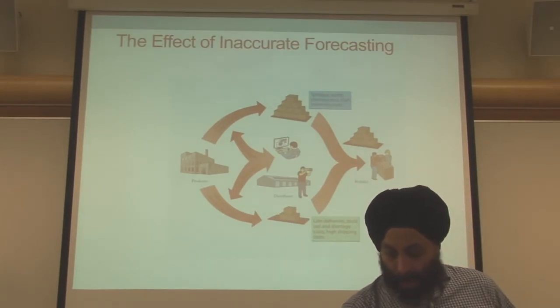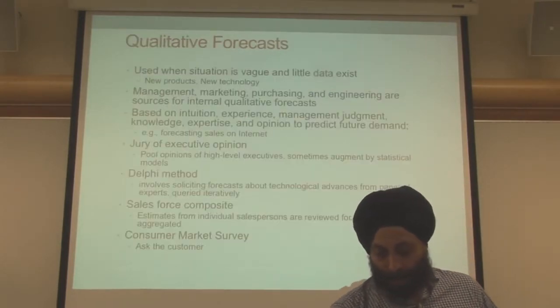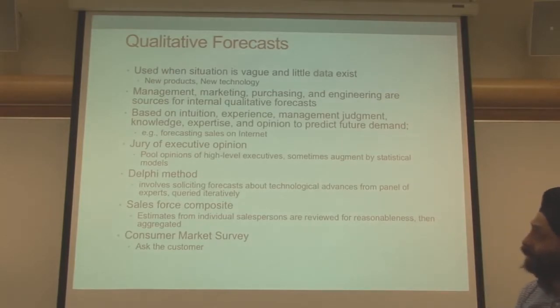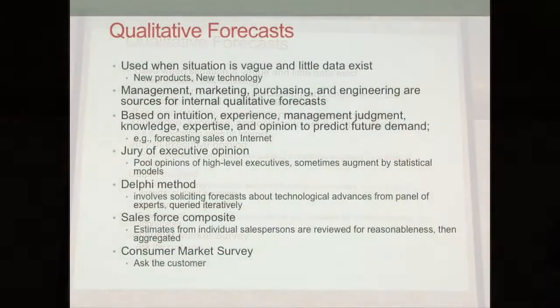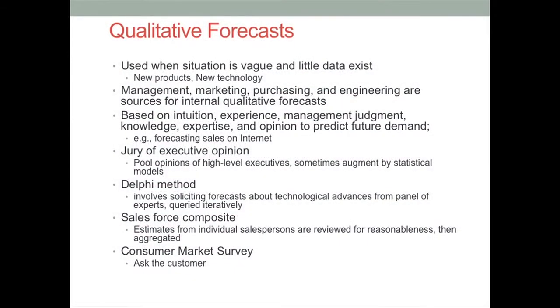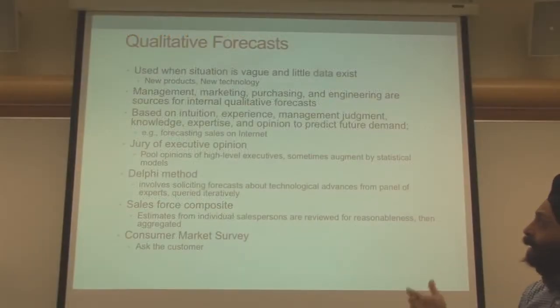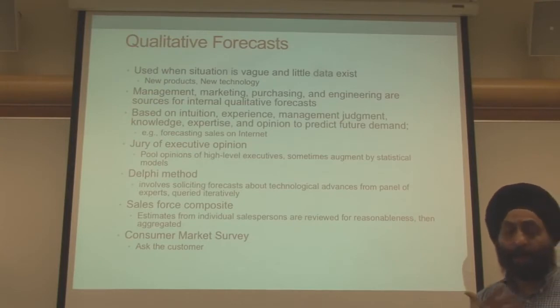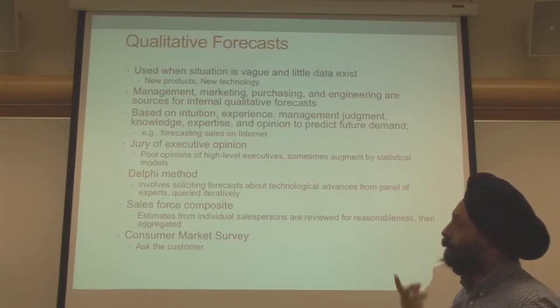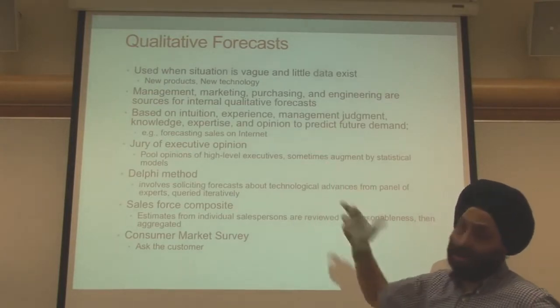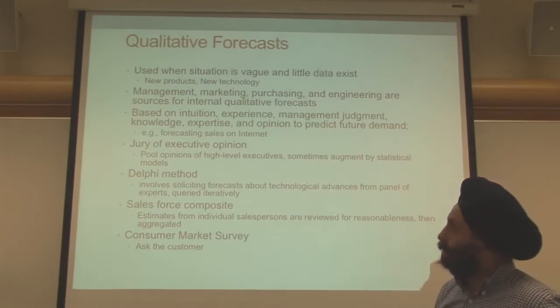So now let's look at the two different types of forecasts. First, we'll focus on the qualitative forecasts, where no numbers are needed, or this typically is used where the situation is vague and little data exists. So typically for new products, that's where we'll use this. New products and new technologies is where such forecasts are used.